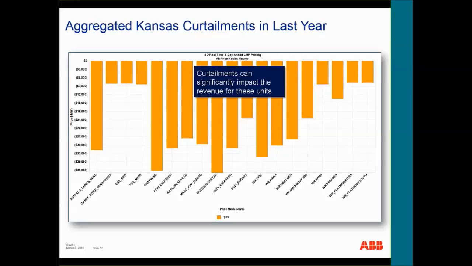And when you aggregate those curtailment values, this is pretty significant. So if you were to be generating at these times for each of these hours where these were curtailed, this can have a really significant impact on revenue for these individual units. You can see that averaging this over that time frame, we're seeing in the $30,000 to almost $40,000 in losses range.